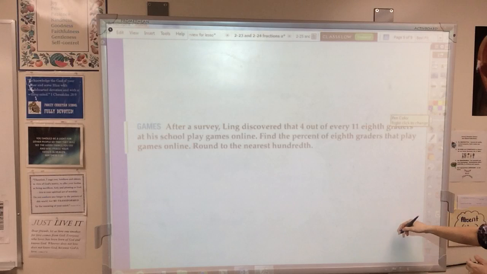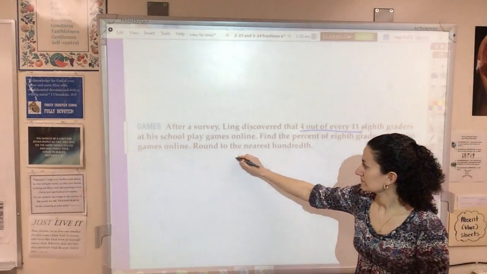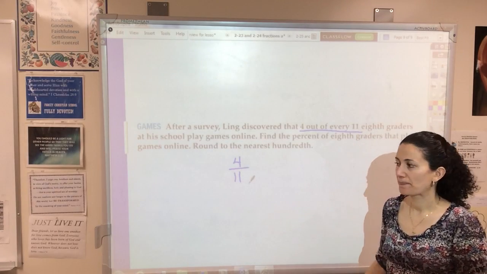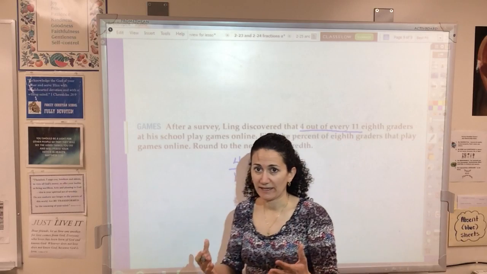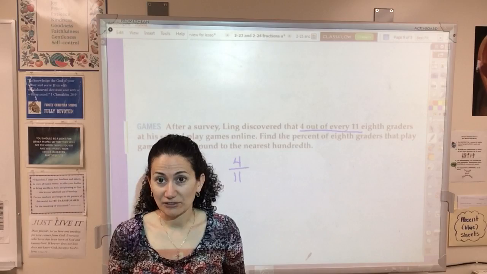Here's the last example. After a survey, Lynn discovered that 4 out of every 11 8th graders at his school play games online. Find the percent of 8th graders that play games online. It says round to the nearest 100. So here we have 4 out of 11. And we're asked to convert that to a percent. The first thing I'm going to try is to make it an equivalent fraction out of 100. Can I do that?